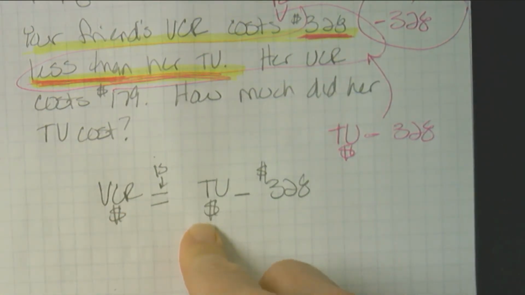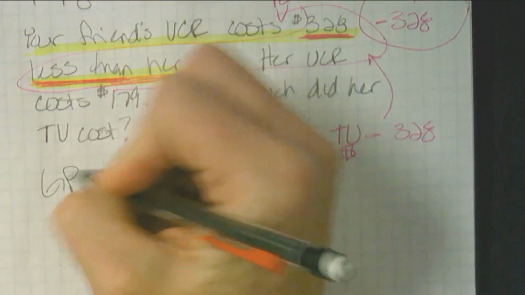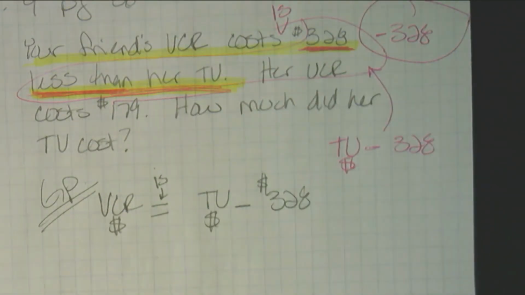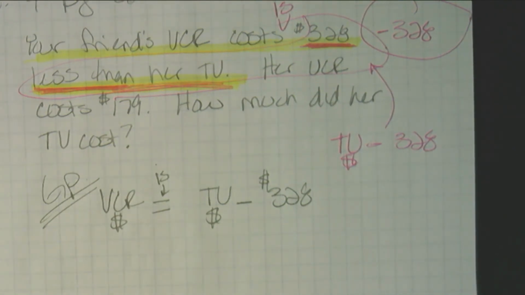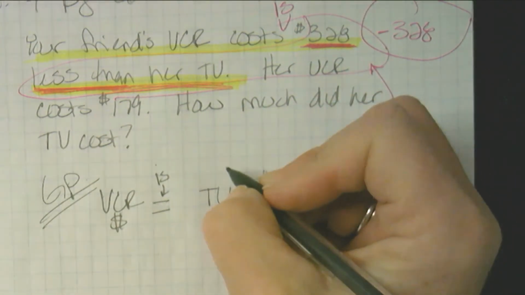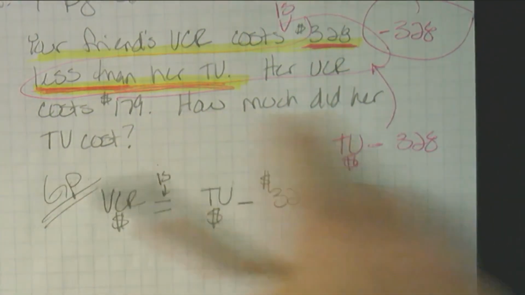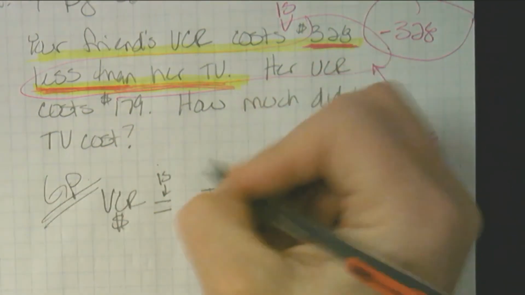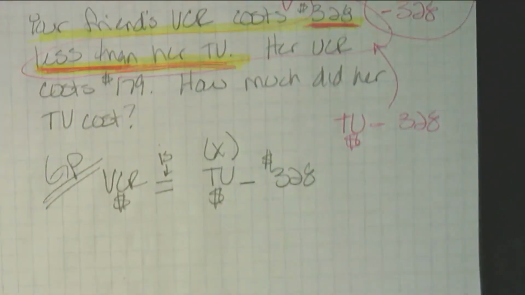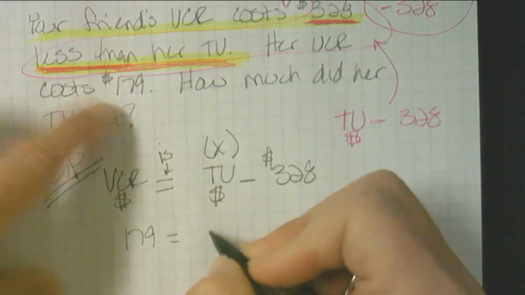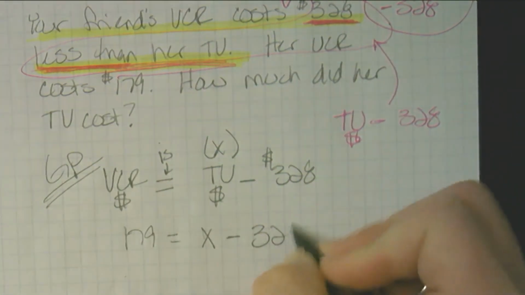Does that make sense to you guys? So here is our game plan. You have to be able to take apart that sentence that way. I want you thinking logically of what that says. So what don't I know? Jack? The cost of the TV, there's our X. So the cost of my VCR, we know, is 179 equals X minus 328.